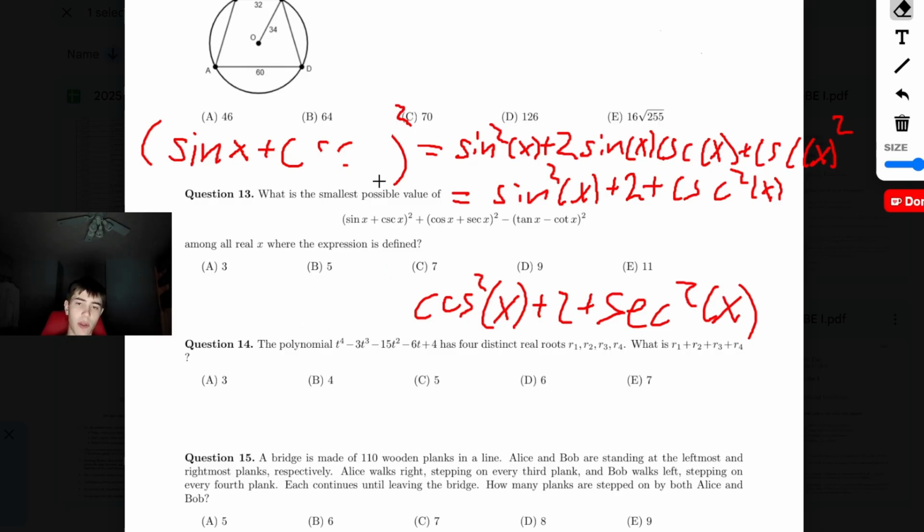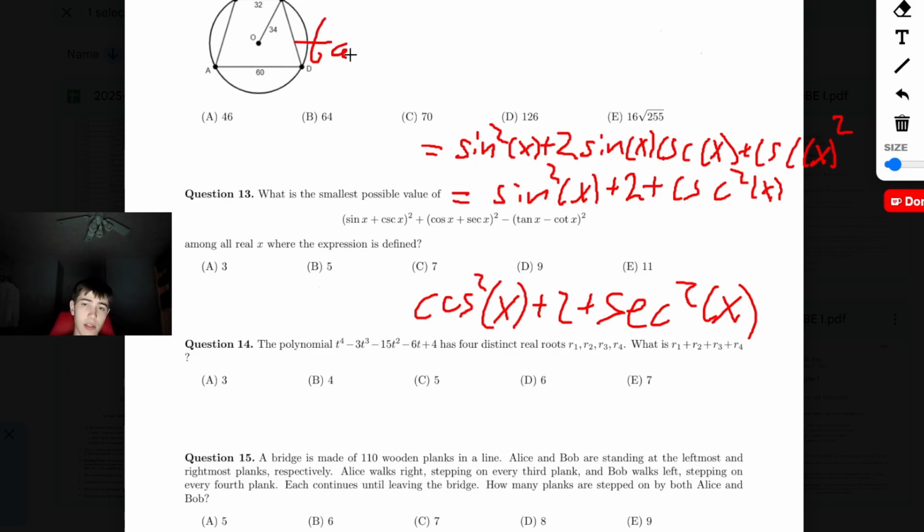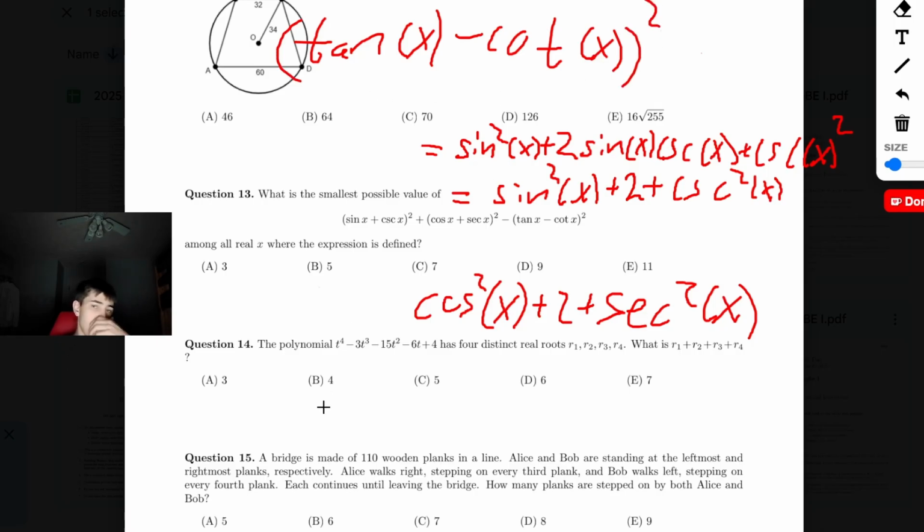What's our last bit? So we're going to be subtracting this, but let's compute it first. It's the same situation again, but it's slightly different. So tangent of x minus cotangent of x squared. So cotangent is 1 over tangent.